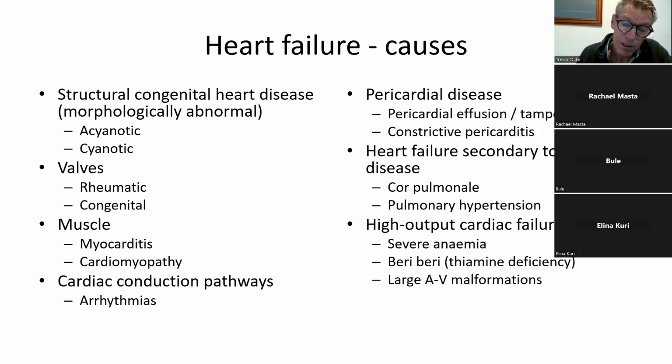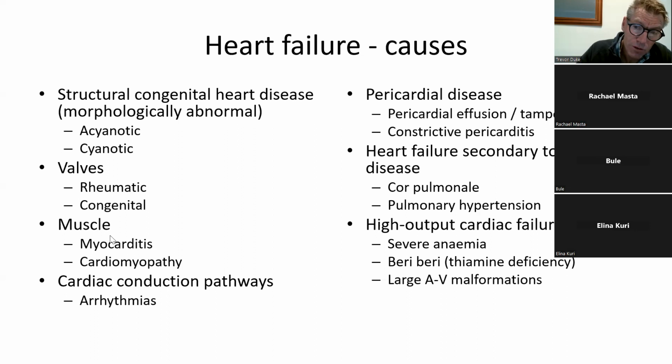But these are all morphologically abnormal. By morphologically, that just means structurally abnormal. The development of the heart is abnormal. So just think about that: some form of congenital heart disease, and then the question is, is it cyanotic or acyanotic? Then the next category I like to think about is that even in a normally formed heart, there can be abnormalities of certain different components, acquired or congenital. So abnormalities of the valves: valvular heart disease could be rheumatic or it could be congenital.